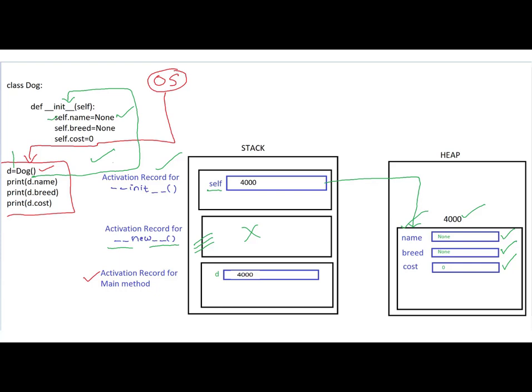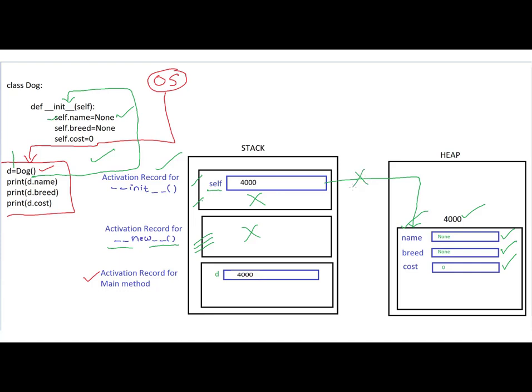Before moving control, it's going to delete the activation block that was given for self. Now this is also going to be deleted. Now in the stack we have only the activation block for the main method. At the top of the stack is present only the activation block for the main method. These two things are deleted. Okay, so this reference is also deleted.